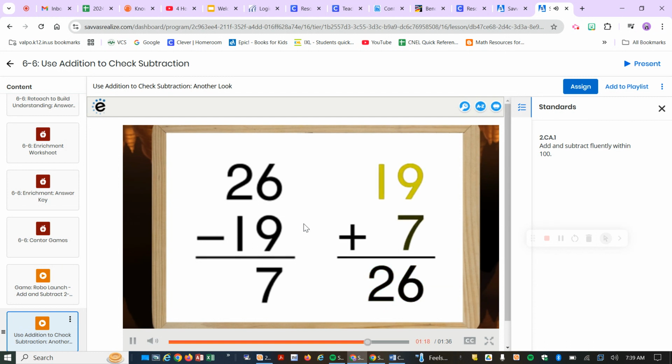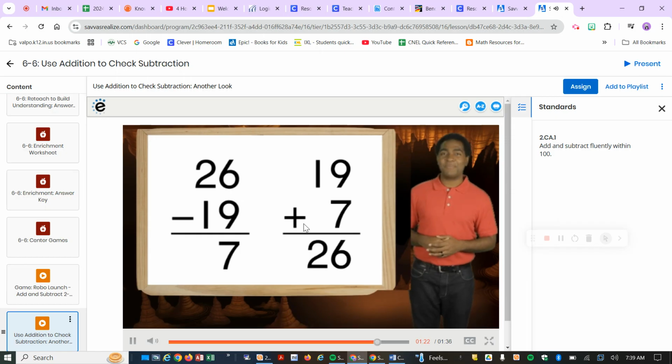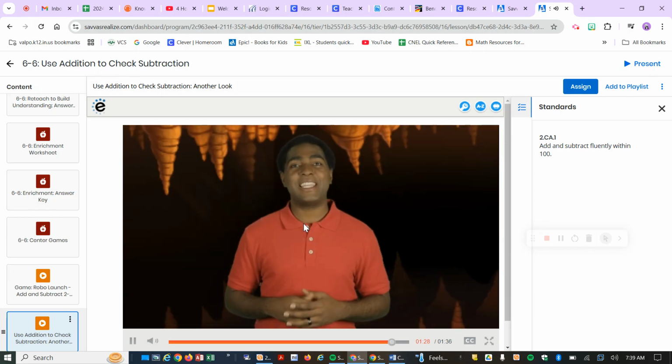19 plus 7 equals 26. Well, look at that. The sum of the parts, 19 and 7, is the same as the whole, 26. The addition checks the subtraction. See, opposites really can work together, especially when solving math problems.